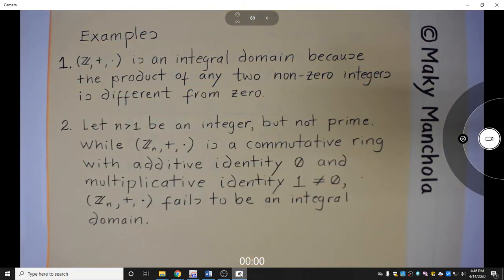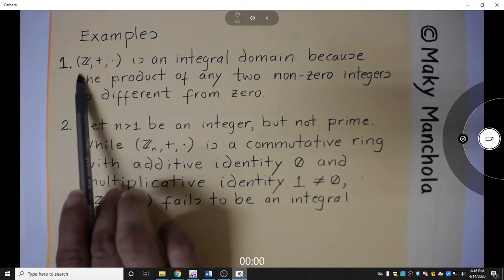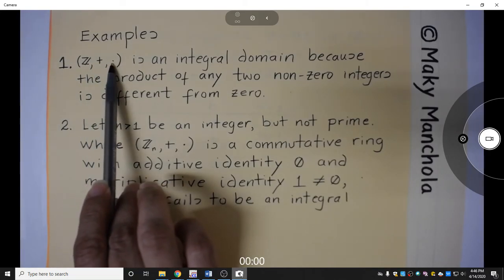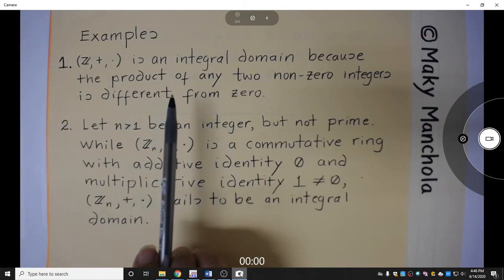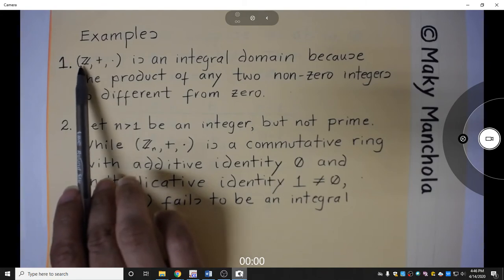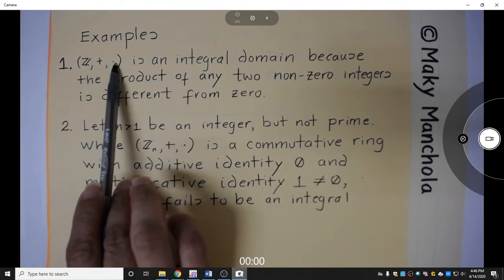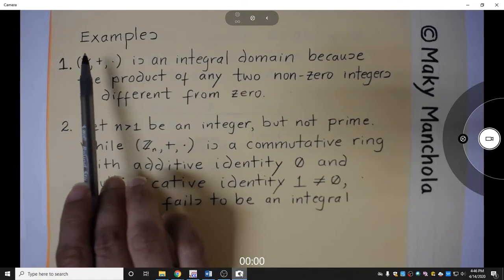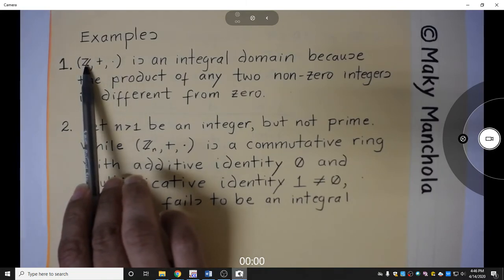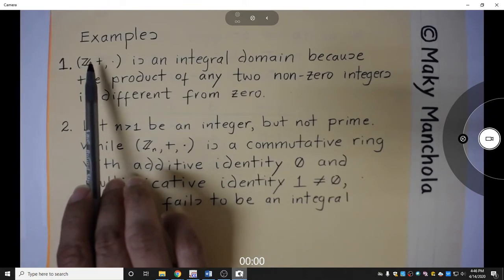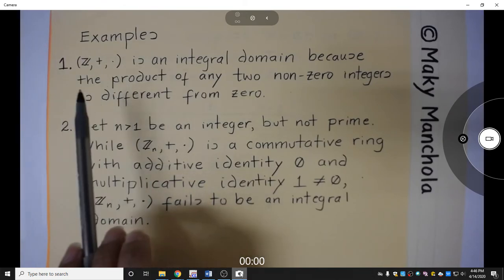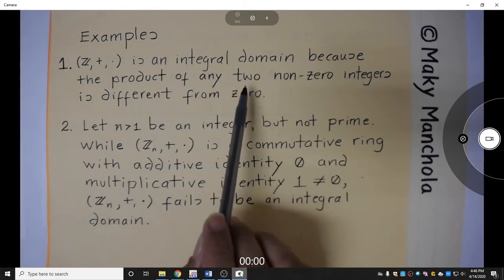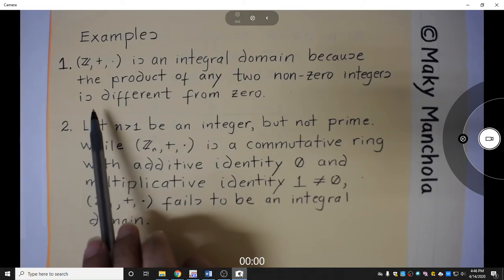Examples. The structure consisting of the integers together with addition and multiplication of integers is an integral domain because the structure of integers, addition, and multiplication happens to be a commutative ring. It has multiplicative identity 1, which is different from the additive identity of 0. And whenever you take the product of any 2 non-zero integers, the result is different than 0.